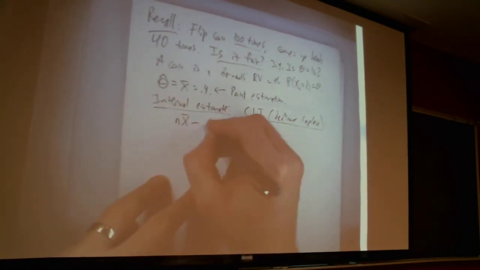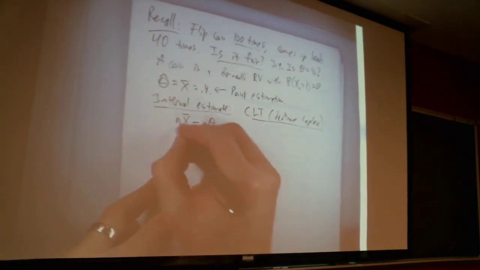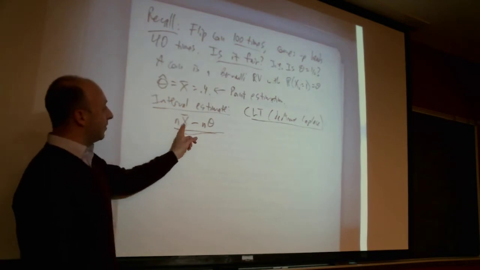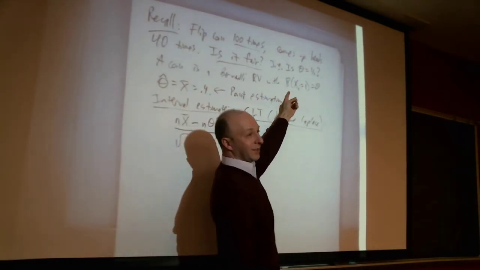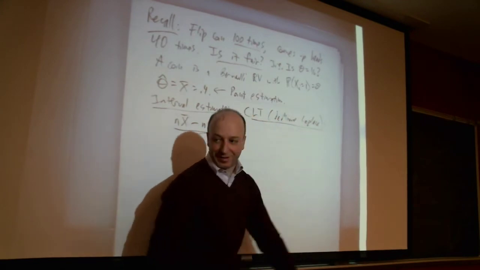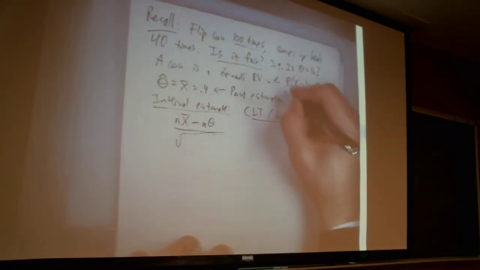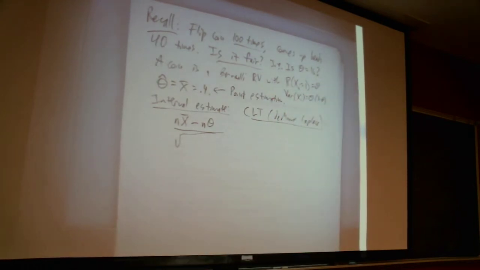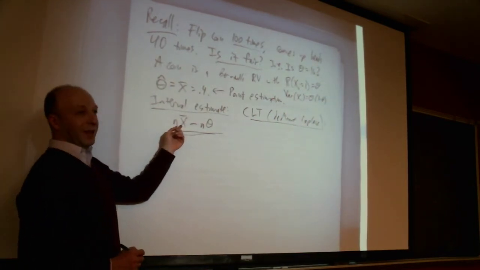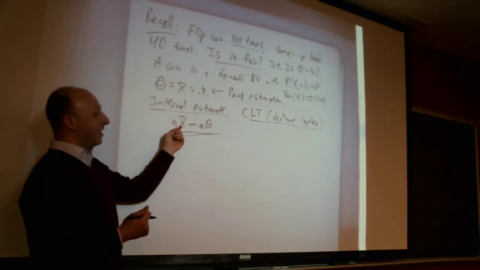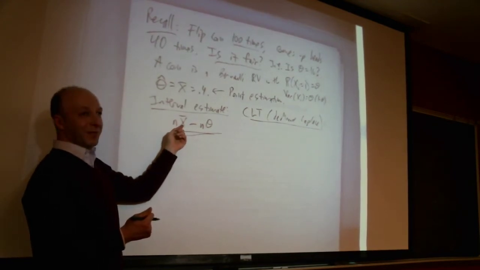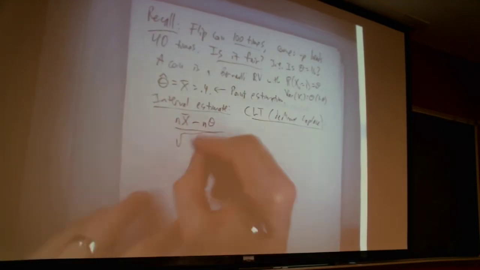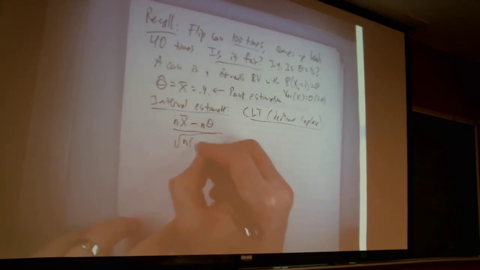The expected value is n times theta, and the variance, remember the variance we computed last time, the variance of a single one of these is exactly theta times 1 minus theta. So the variance of each X_i is theta times 1 minus theta. So the variance of a sum of them is that over n. So the variance of n times the sum of them is n squared times that over n. So in total we get n times that.